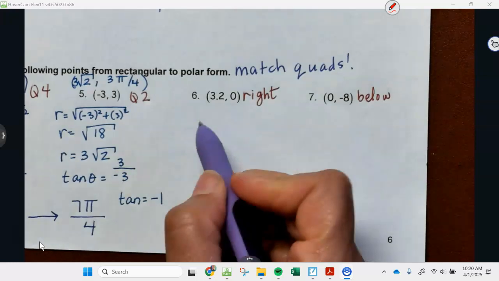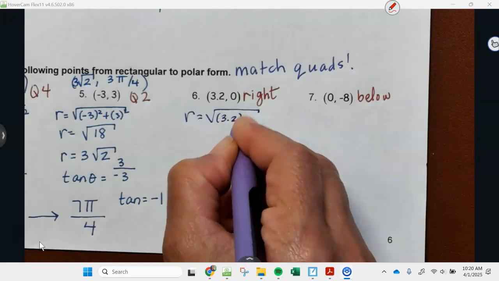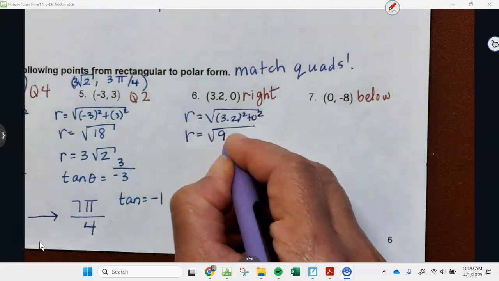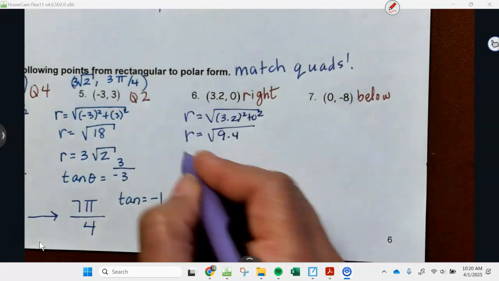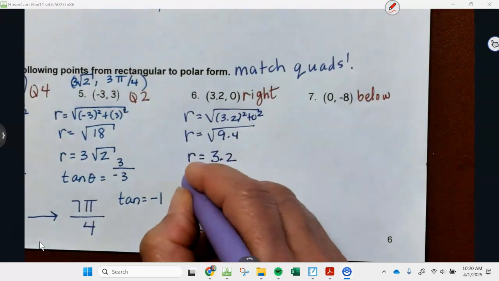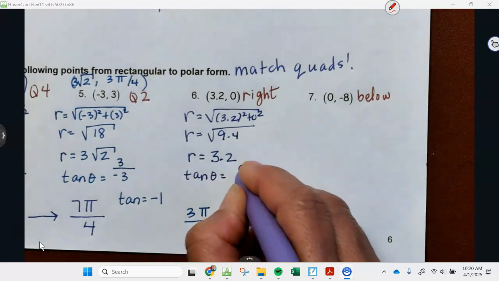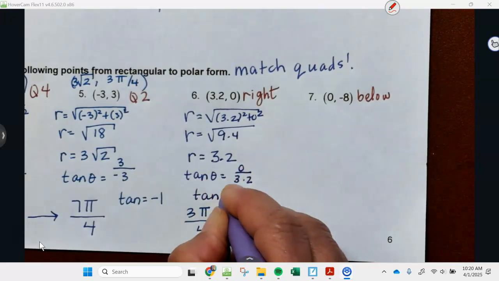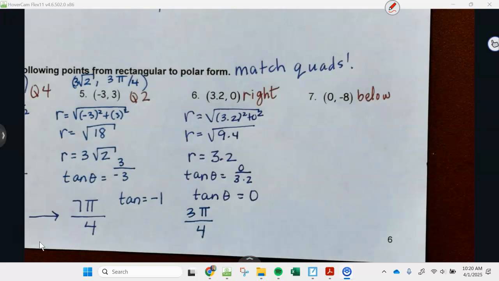Okay, here we go. So back to problem number 6. Let's go ahead and find that r value. That's going to be 3.2 squared plus 0 squared. 3.2 squared is 9.4, but I'm taking the square root of that, and we just squared 3.2. So the r value is 3.2. Let's focus on tangent. It's going to be y over x, 0 over 3.2. That's okay. 0 on the top is fine. The tangent value is 0.